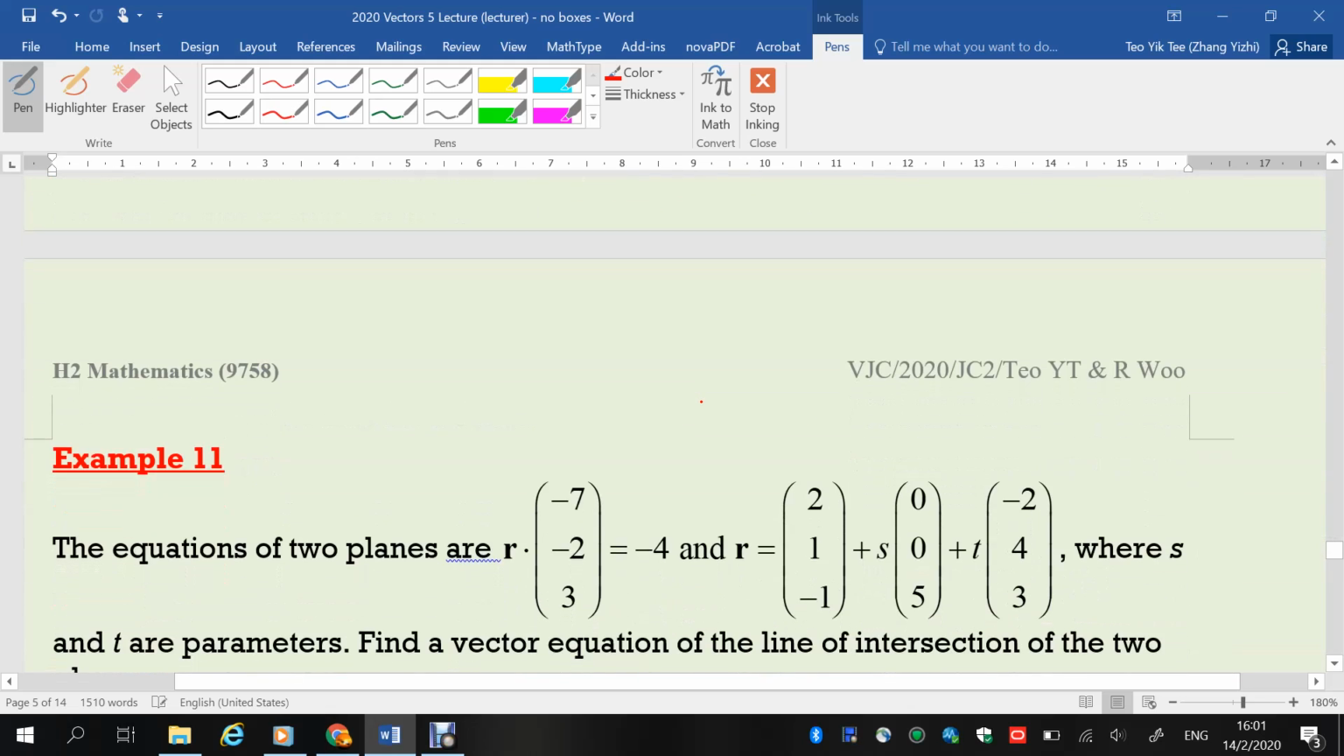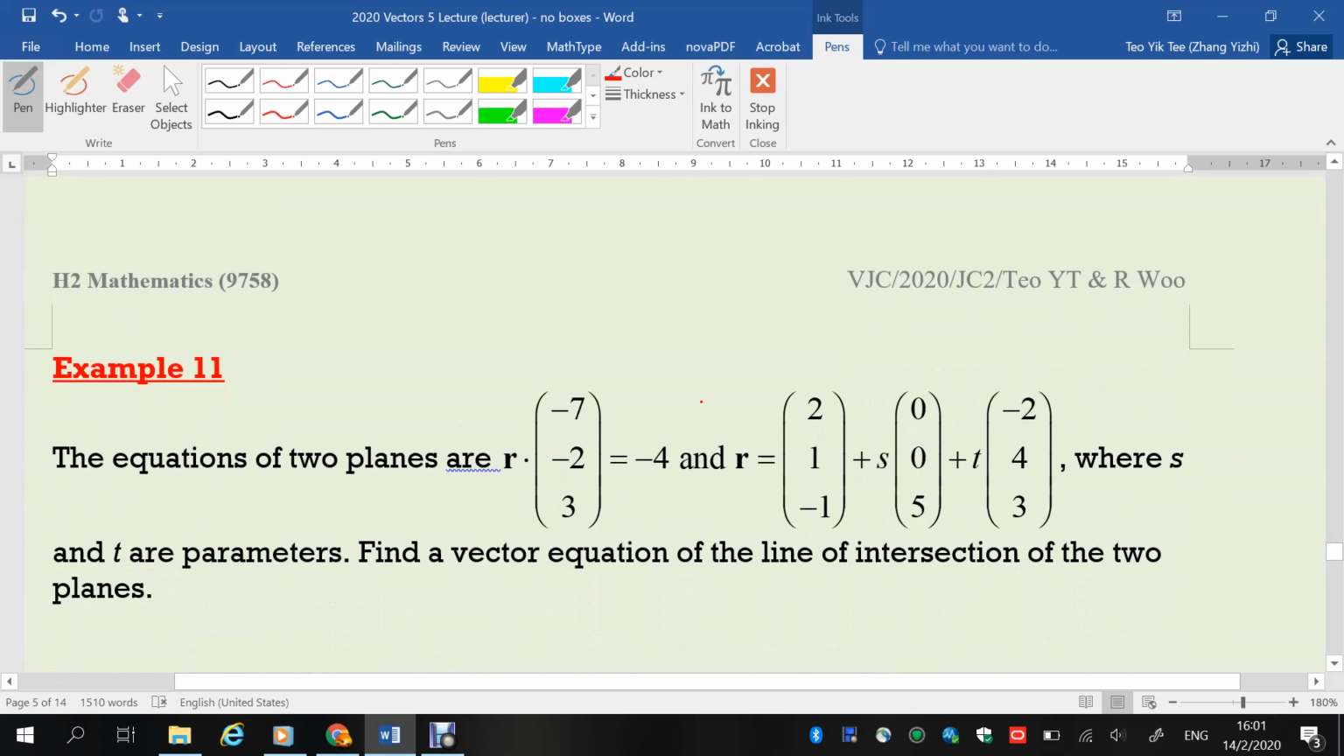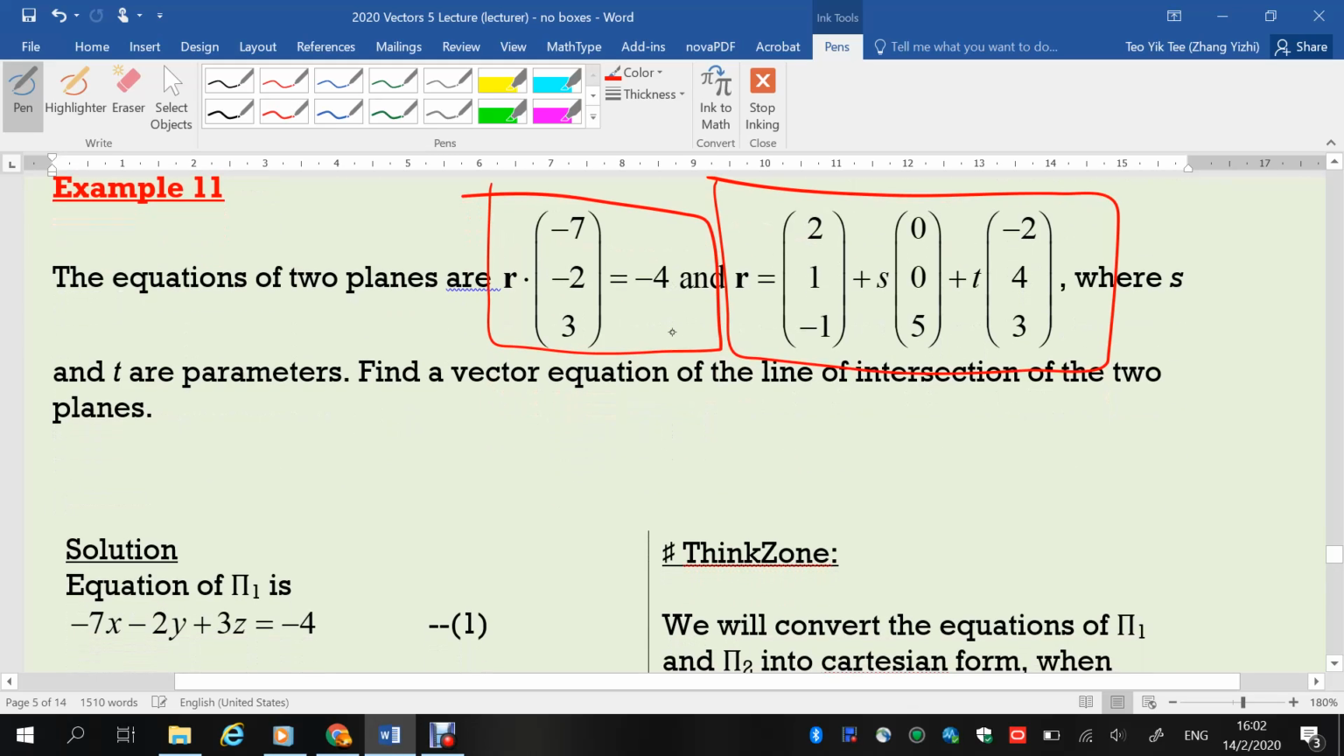Okay, one more example. This time around, same thing. I ask for the intersection of my two planes, but one plane is given in r dot n form, the other plane given in vector equation form. What I'm going to recommend you to do is the same: change your equation into Cartesian equation. Changing the first equation into Cartesian equation is quite easy. Changing the second equation, this is a vector equation of a plane. How to change into Cartesian equation?